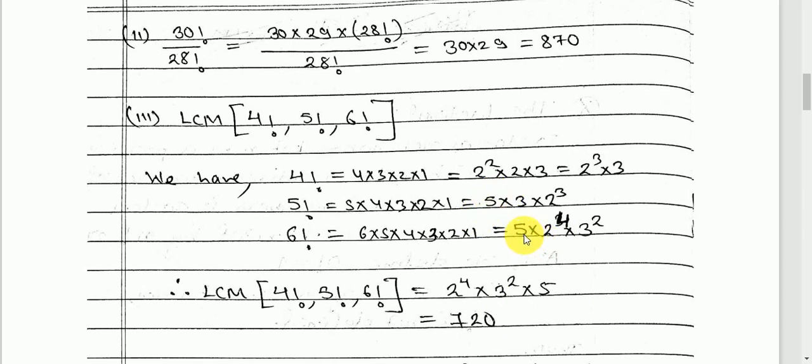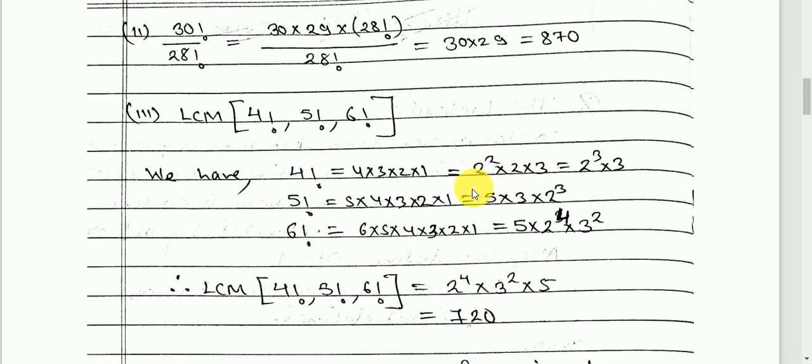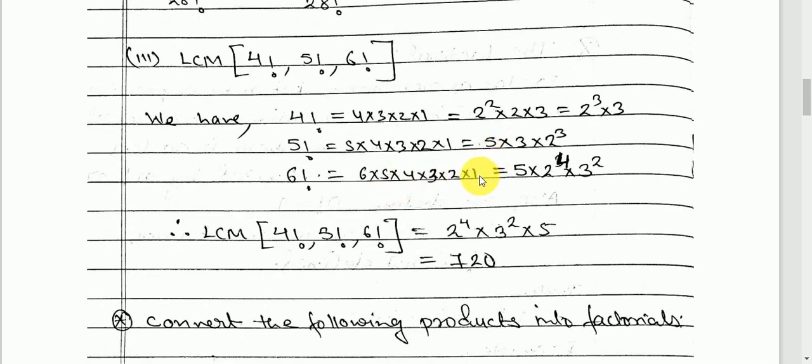And here also 5 is left. Which one is of maximum power? Both are same. Yes. So 5 is written over here. Then you get the LCM. You'll have done this type of thing in class 4, when you have to find the LCM by prime factorization.